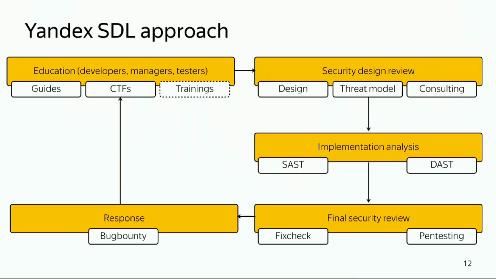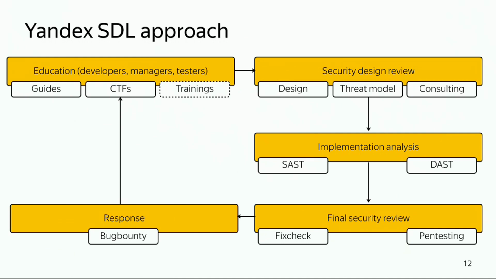We analyze our statistics from tests, and we also analyze our statistics from bugs, and if we find some weak developers, we also perform some additional trainings for them. So we work with developers a lot because it's very important. It's one of the main stages of the SDL process. Yeah, the second stage is the security design review.